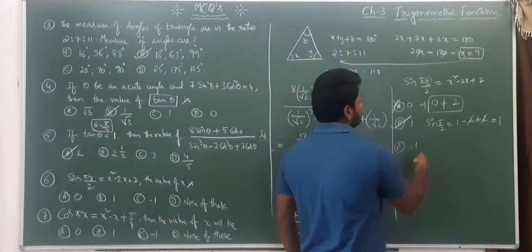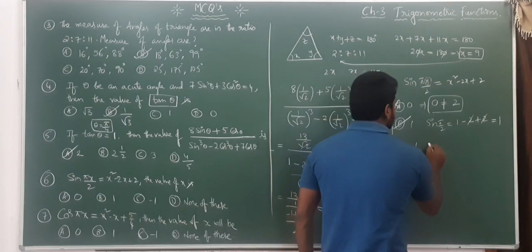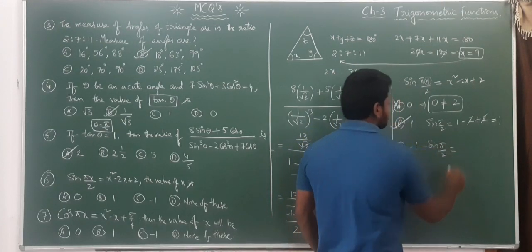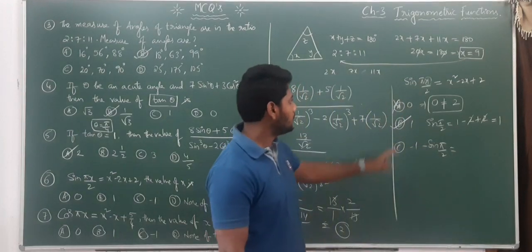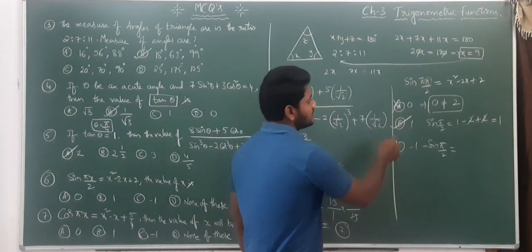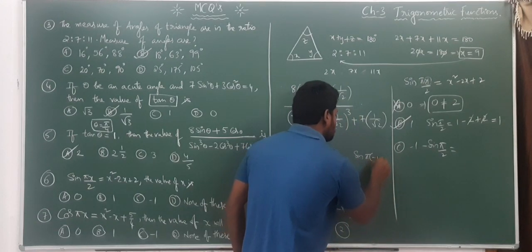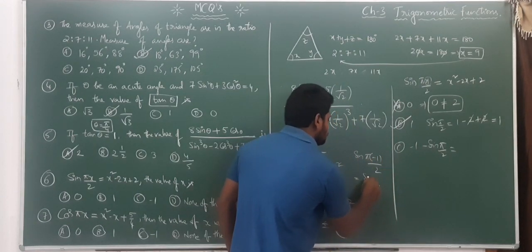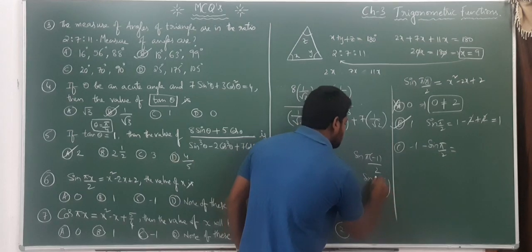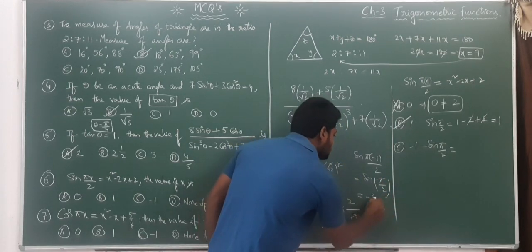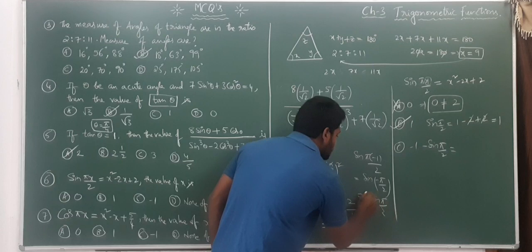Sin pi into minus 1 by 2 is nothing but sin minus pi by 2, which is minus sin pi by 2. Why? Because of sin of minus theta. Do you understand or not? Sin of pi into minus 1 by 2, so sin minus pi by 2. But sin of minus theta is what?